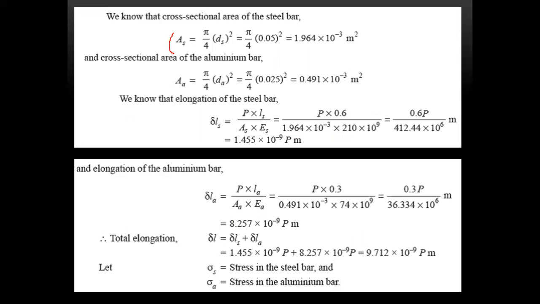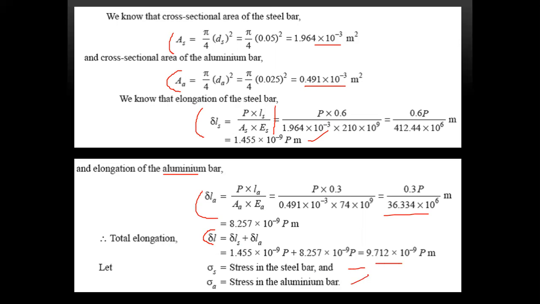A of steel is equal to pi by 4 d square, that is this one. For aluminum, this is this one. For elongation of the steel bar, this is the formula. Okay, so this is the answer. Next, for the same aluminum bar, the elongation is equal to this one. Therefore, the total elongation delta L is equal to delta L S plus delta L A. Therefore, this is the value we are getting.